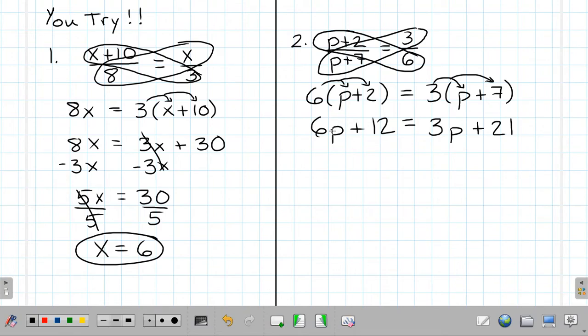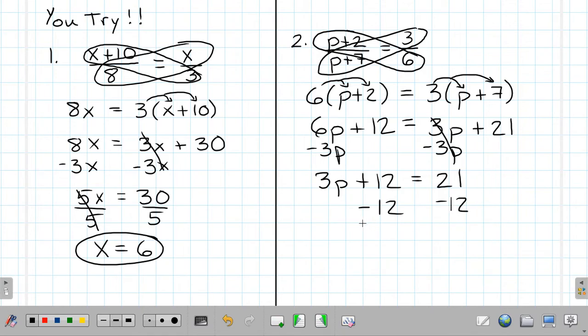Once again, we get to this point, it's the same as we were right here. It's the same as we were in the other examples where we have an equation with variables on both sides. So I'm going to subtract 3p, subtract 3p. 6p minus 3p is 3p. We still have the plus 12 is equal to the 3p's cancel out, giving us 21. Then we subtract 12, 3p is equal to 9.